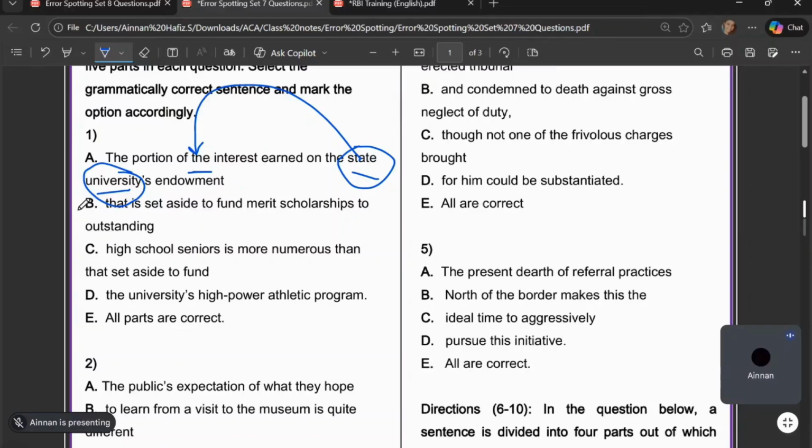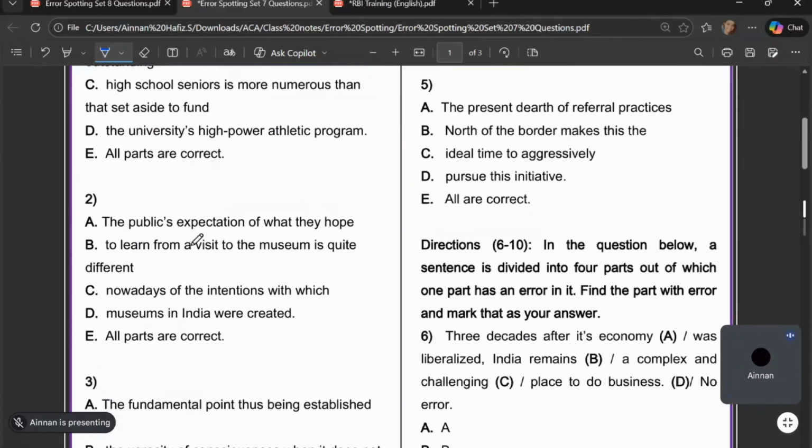So the error here is in B. It's just a normal grammatical error: that is set aside to fund merit scholarships for outstanding students. Okay, it's just a normal grammar error. So the error is in B. Did you all understand? I made an error in my sentence now. So did you all understand why? Okay. Moving on to the second one.